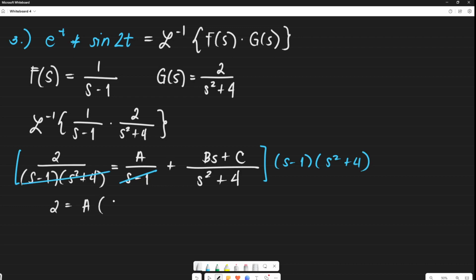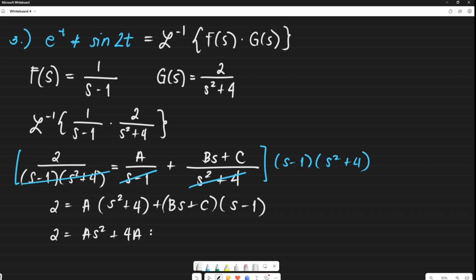Then we have A times s squared plus 4. Then si s squared plus 4 sa kabila makaka-cancel din. Then meron tayong naiwan na i-multiply natin kay Bs plus C na s minus 1. So therefore this is equivalent to As squared plus 4A plus Bs squared plus Cs minus Bs minus C. So yan yung distributed form natin for this one.